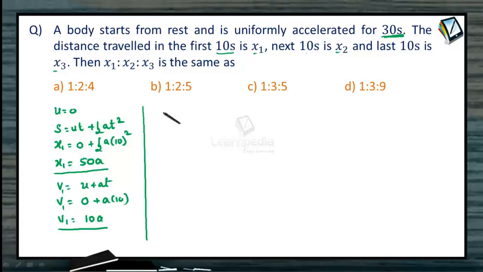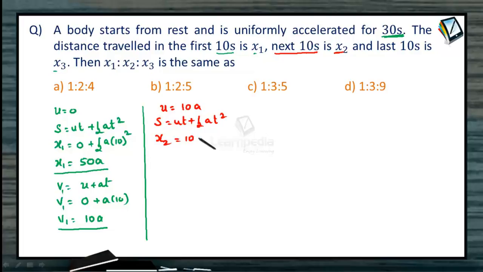Now in the second part, since the body has already covered some distance x1 in 10 seconds and acquired a velocity 10a, let us start the problem for the next 10 seconds from this position. So what will be the initial velocity for the second part? 10a. Using again s = ut + (1/2)at², this is the distance traveled, x2, in the next 10 seconds.